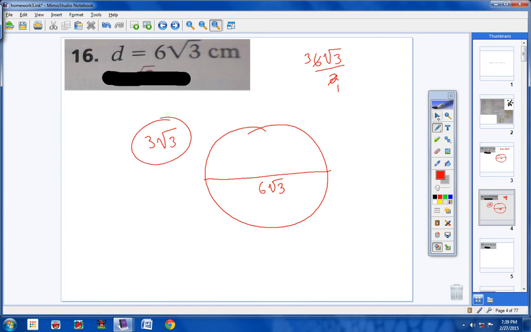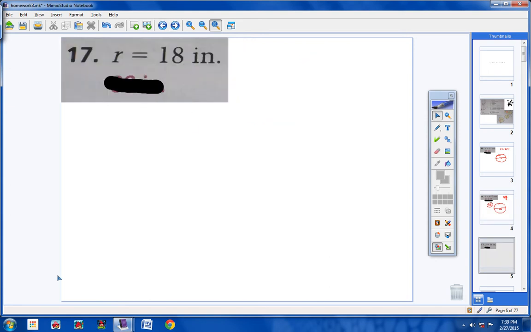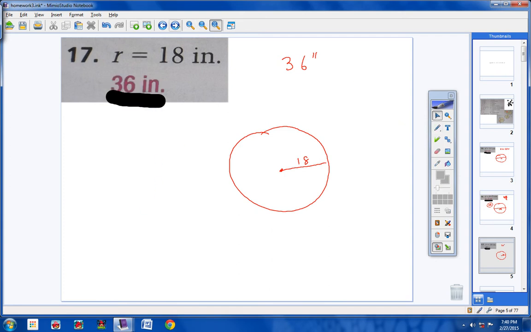So what I wanted you to learn here is whenever you're given a diameter, divide it by 2 to find the radius. Now for number 17 and 18, whenever you're given a radius, multiply it by 2 to find the diameter. So here's your radius, and they want to know what the entire diameter is. So multiply it by 2, and there's your diameter. Whenever you're given a radius, multiply it by 2.